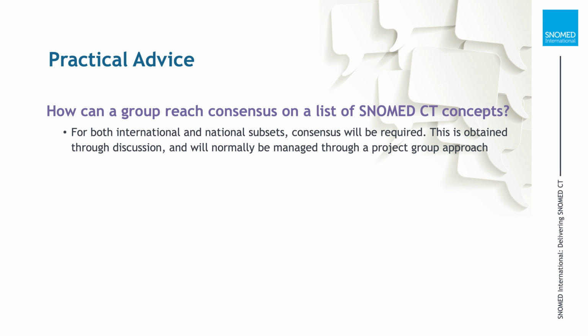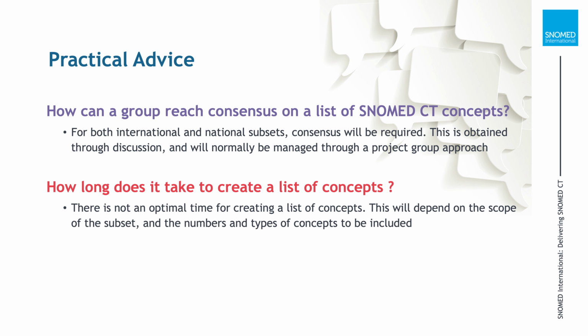How can a group reach consensus on a list of SNOMED CT concepts? Consensus is usually reached through the use of a project group, which will consider the scope for consensus at the beginning of the project. Then there is the question of how long the task will take. This will vary depending on the requirements, the scope of the subset, and the size and complexity of the content included. It can vary from a couple of months or closer to 12 months.